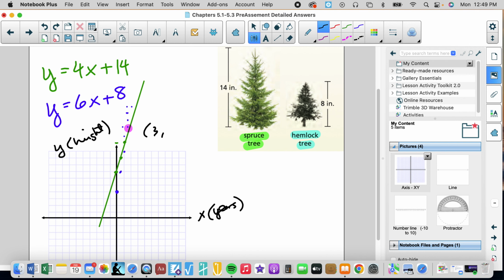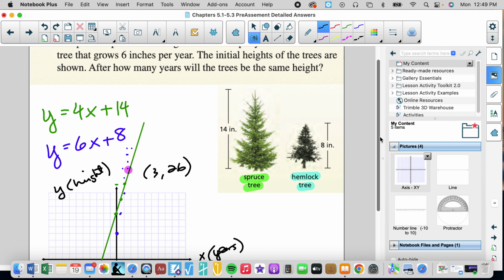14. 2, 4, 6, yeah. So 14, 16, 18, 20, 22, 24, 26. Now, we don't know. We're guessing because our graphing is not exact. So we can still do this by checking. Checking still works. We can use the equation.